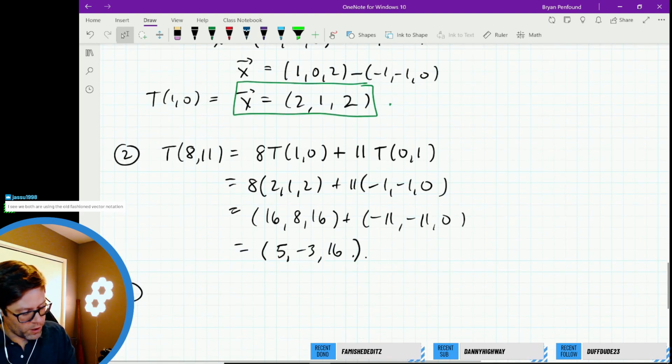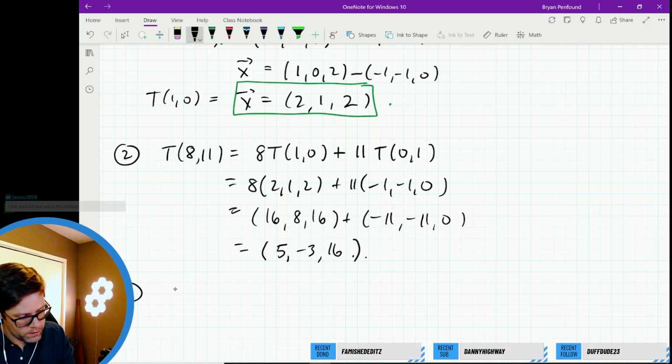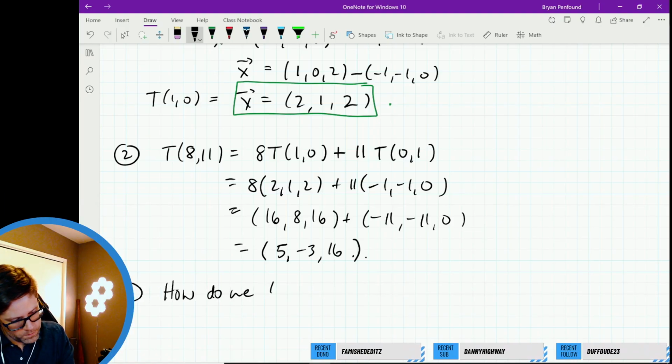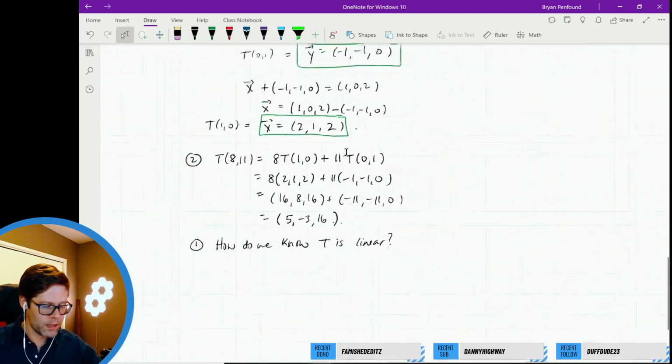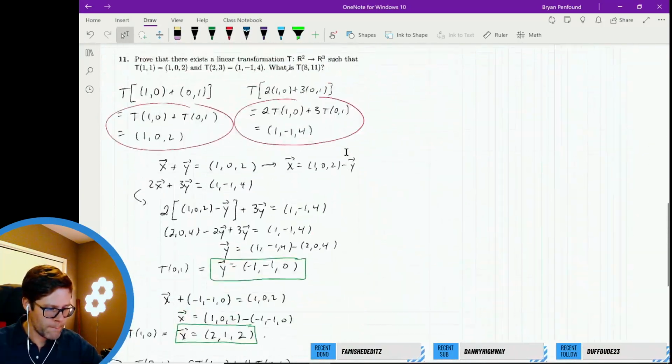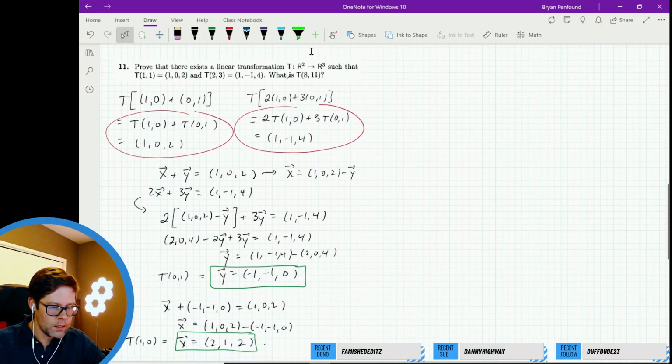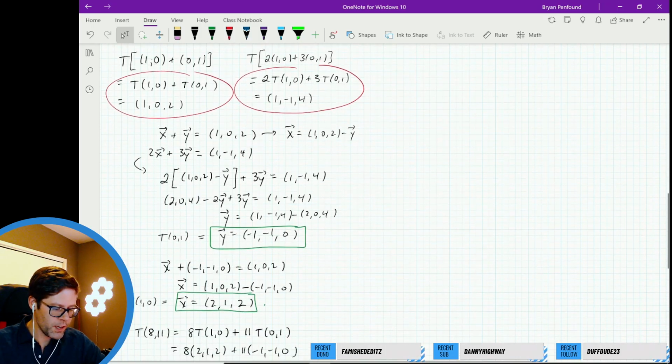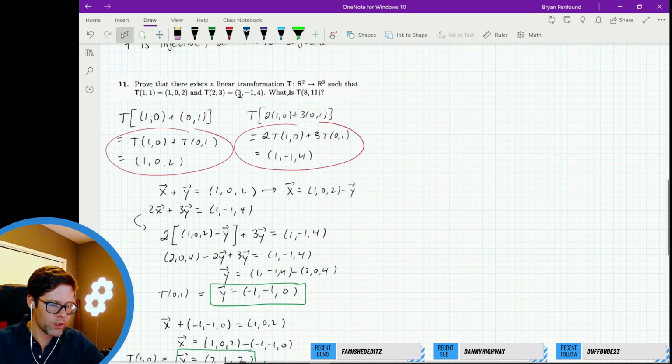Now as for the first part, how do we know that it's linear? So how do we know that this is like a linear thing? In other words, how do I know that I can go through this procedure and figure out what happens to (8, 11)? How do I know that there exists a linear transformation?